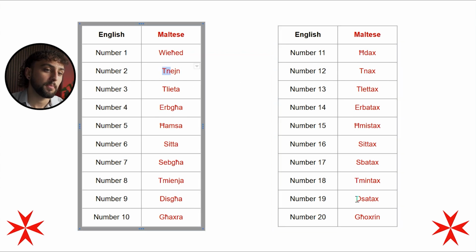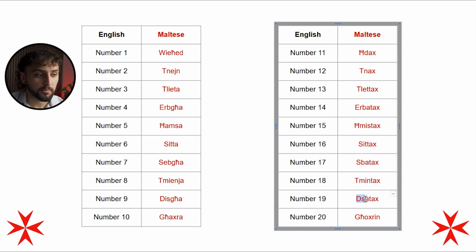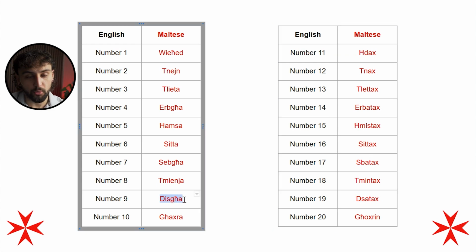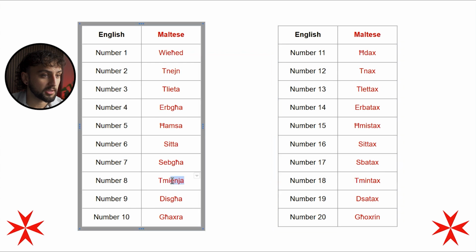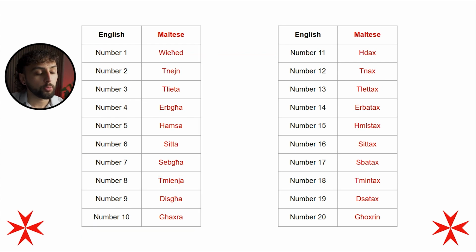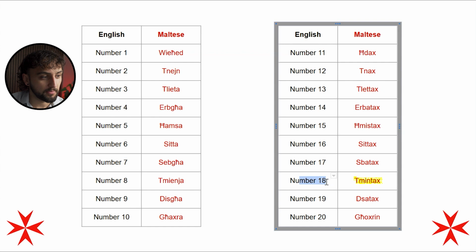Similarly, the d and s in dzatash can also be seen in disa. Let's look at one more example. The t and m in tmintash can also be seen all the way across. If we go across parallel like this, it can be seen in tmienia. And this happens all the way throughout these two tables. You can almost see them like this, right? Tmintash is 10 plus 8, which of course equals 18, right?